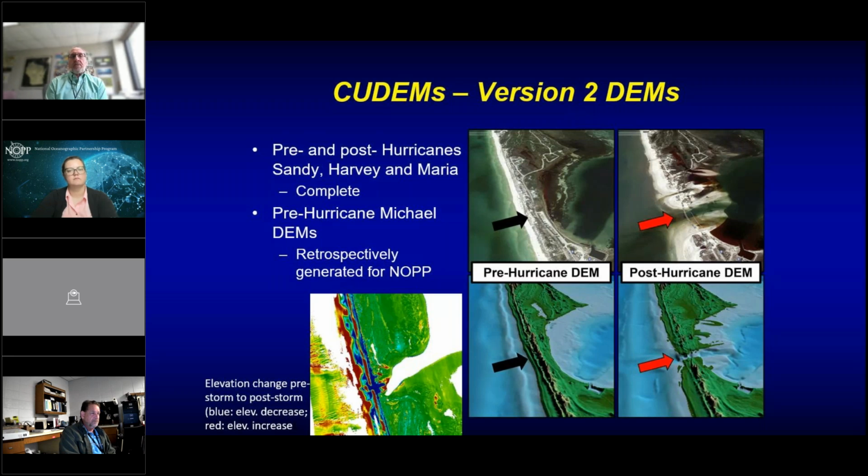There's a breach through that barrier island near Cape San Blas as a result of Hurricane Michael, so an example of that.